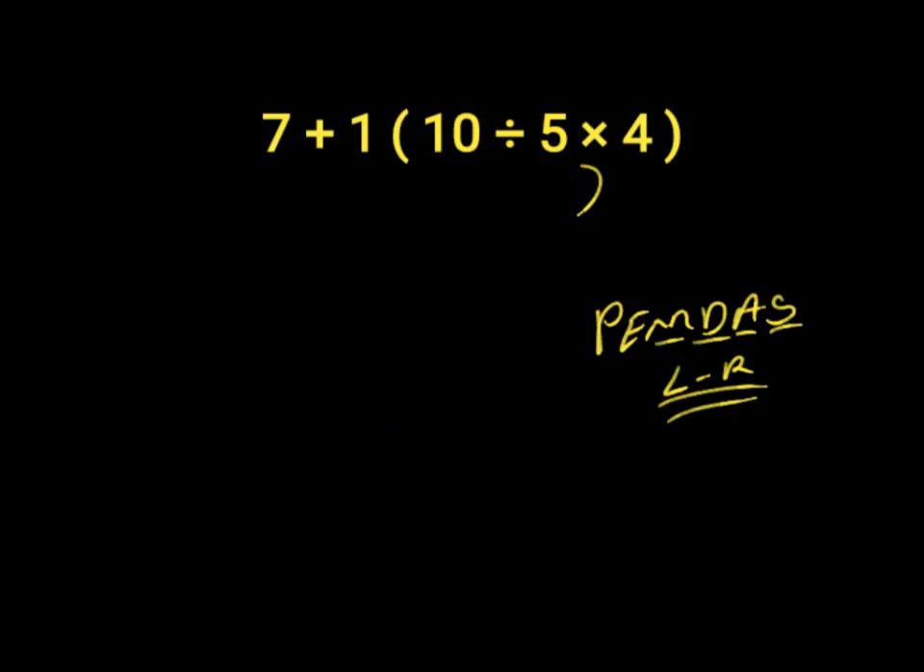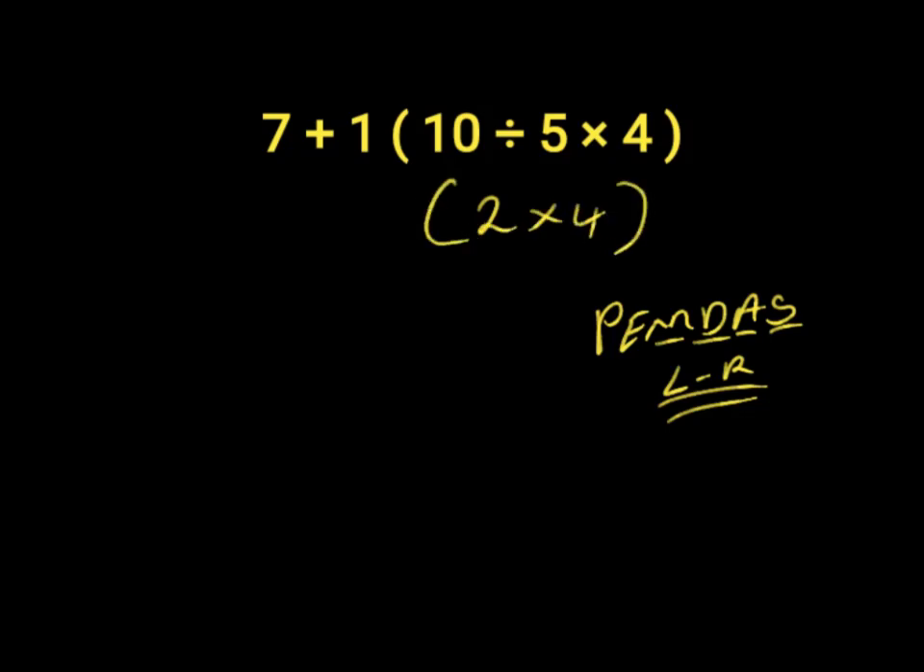First of all, we are going to work with our parentheses because it comes first. In our parentheses, we have a division and a multiplication. We are going to solve the division first because division and multiplication have equal priorities. So we have to work from our left to our right. 10 divided by 5 will give us 2. Then we have 2 times 4.